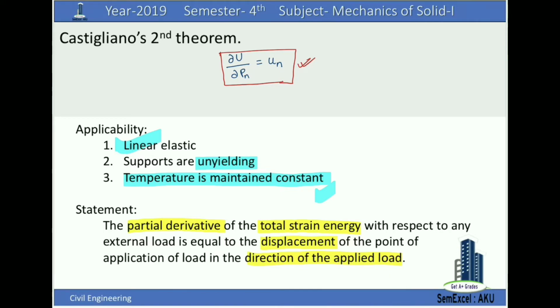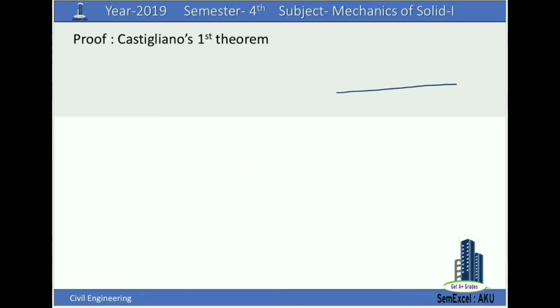Now we will see the proof of Castigliano's first theorem. Let us say we have a structure AB. We have some supports in between and we have different loads applied: P1, P2, P3, Pn, and like this, Pn plus 1, something like this. And this is the displacement. Let's say at point 1 we have displacement u1, at point 2 we have displacement u2, at point 3 we have displacement u3, at point n we have displacement un.